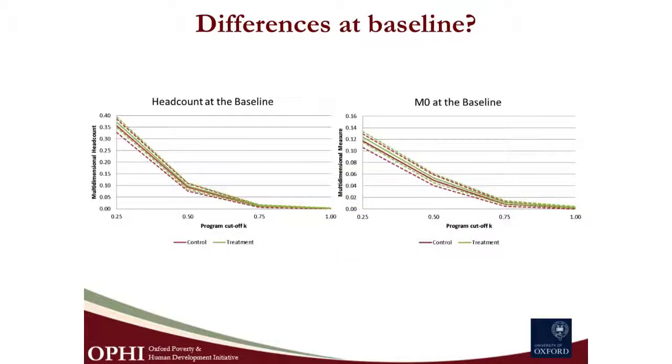I also looked at the head count, H, and the M0 at the baseline. Red is again the control, green is the treatment, and the dashed lines are the confidence intervals. And you see they mostly overlap. So no significant difference there either.